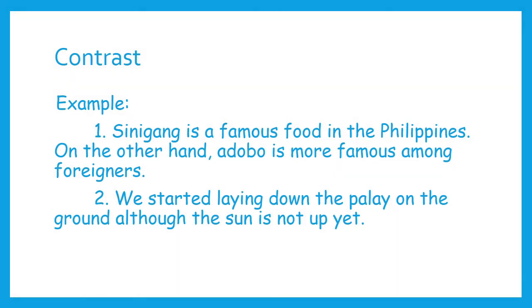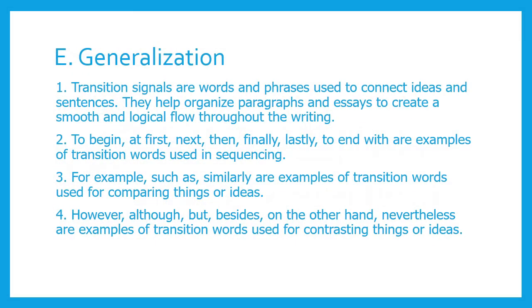Now, before I give you the activities, let's sum up. What is a transition signal? Why do we use transition signals? Right. Transition signals are words and phrases used to connect ideas and sentences. They help organize paragraphs and essays to create a smooth and logical flow throughout the writing. Can you give me examples of transition words used in sequencing?